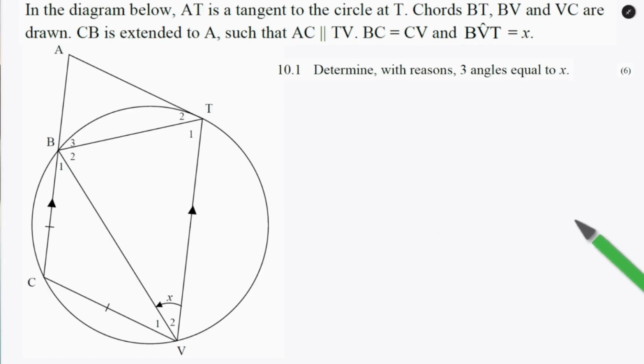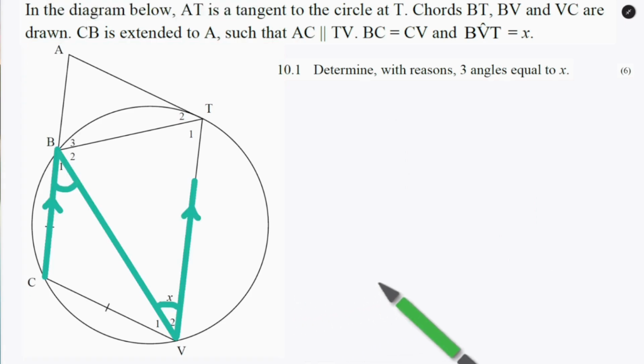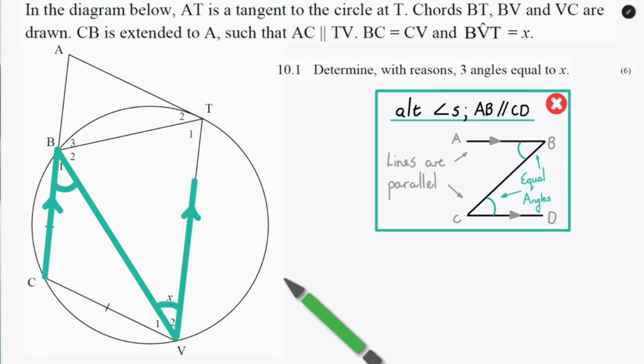So we are crossing over to question 10, Euclidean Geometry, but with no numbers, just with x's and weird and wonderful stuff. So we've been given a diagram. We've got angle x here, and first up we need to get 3 other angles equal to x. So first off, I can see x is in an alternating position to another angle over here. So it's the Z or the N, which is alternating angles.